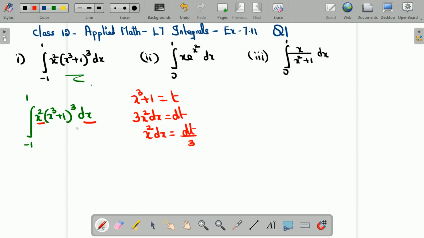So this part we know. We are going to change it. So the integration will modify as integral of t cube into dt divided by 3, where I will take the 1 by 3 outside. But now let's look at these limits.